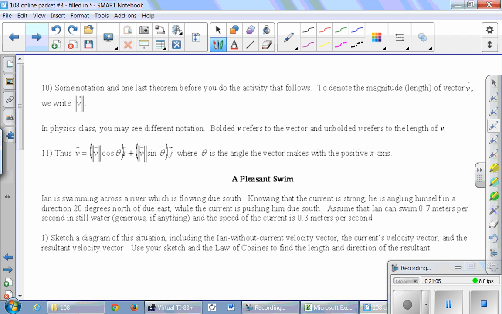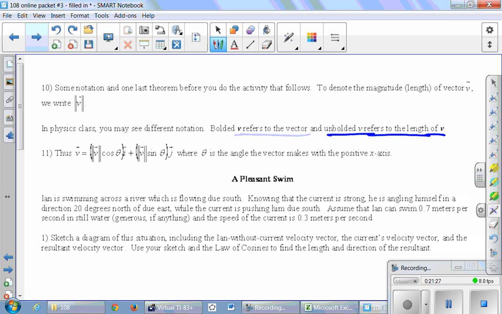Okay, some notation and one last theorem before you do the activity. To denote the magnitude or length of vector v, we write it like an absolute value, but we actually use two of them, a double absolute value around the vector. In physics class, you may see different notation. Bold v refers to a vector, and unbold v refers to the length. We don't use that when I write things down because I can't write things in bold, but if you see it in a book, just know that bold means vector.